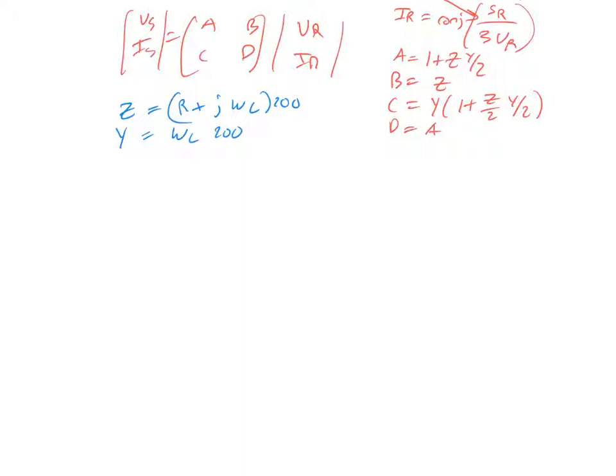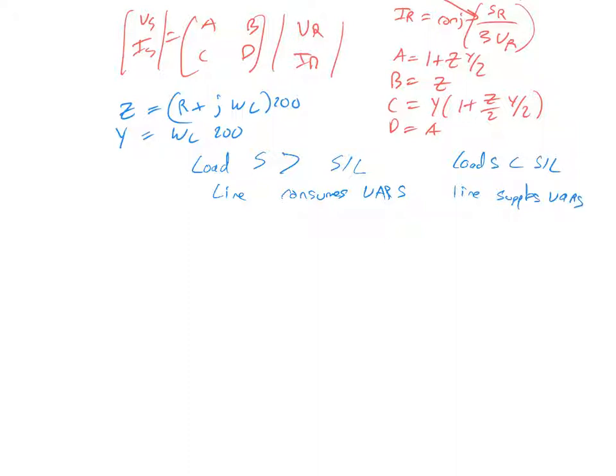The question is, how do you know if you're right? Well, remember we said if our load power, which we'll call S, is greater than the SIL, then the line consumes vars. If the load S is less than the SIL, then the line supplies vars. That's essentially what we talked about in the previous couple classes.